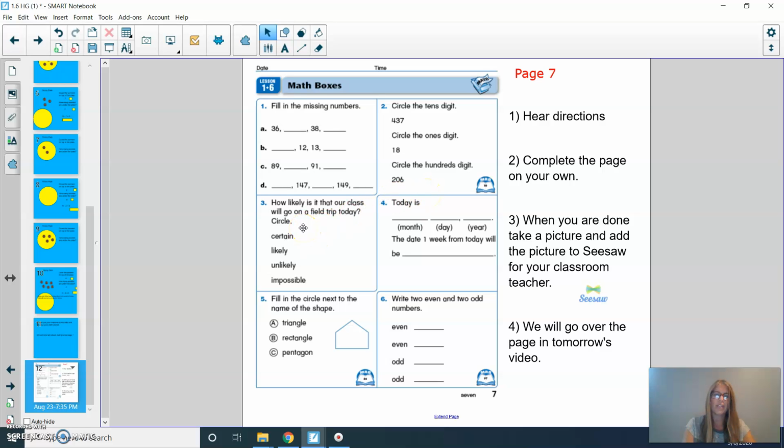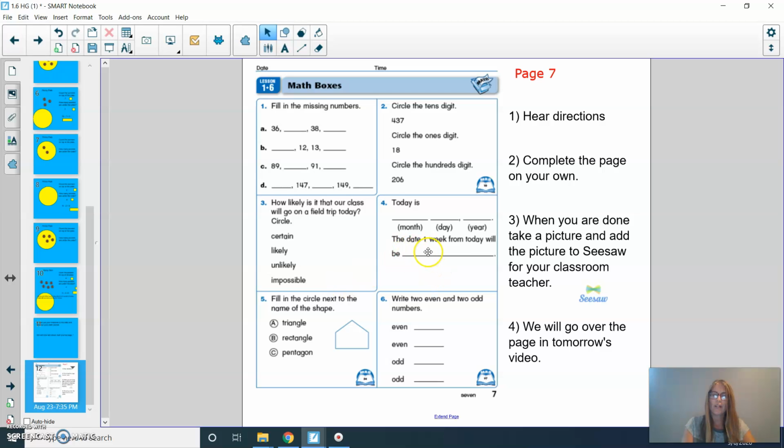For question number 3, how likely is it that our class will go on a field trip today? So the word certain means it will happen. Likely means it probably will happen. Unlikely means it probably won't happen. Impossible means there is no way that we could even go on a field trip. So I want you to circle which is the best choice.